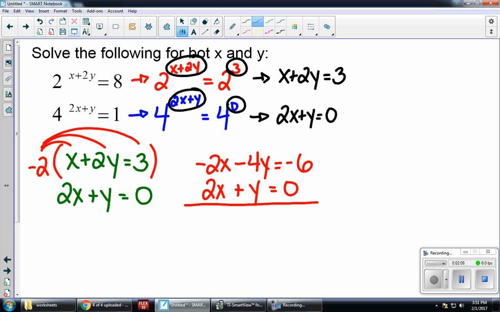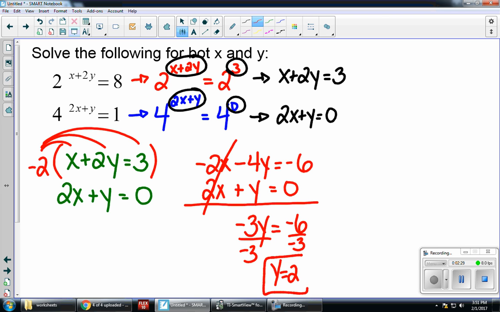When I add them together, my x's cancel because -2x plus 2x is 0. I have -4y plus y, which gives me -3y. And I have -6 plus 0, which gives me -6. So to solve for y, I'm going to divide both sides by -3. So y equals 2.